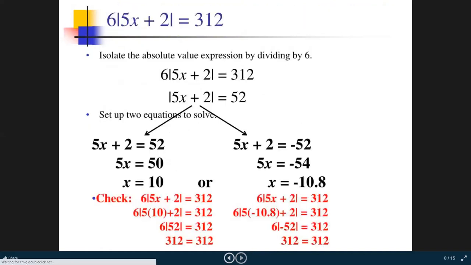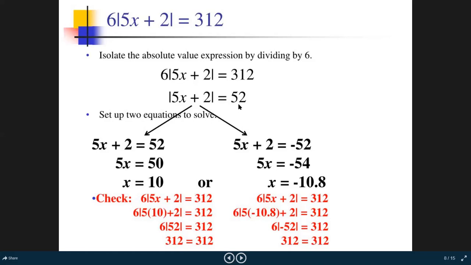Now consider the second example. Isolate the absolute value expression by dividing by 6. Now the question is 6 times the absolute value of 5x + 2 equals 312. Try to solve the absolute value sign. So what will we do? We divide by 6 on both sides of the equation. So 6 absolute value of 5x + 2 divided by 6 is equal to 312 divided by 6. Now the answer becomes absolute value of 5x + 2 equals 52.